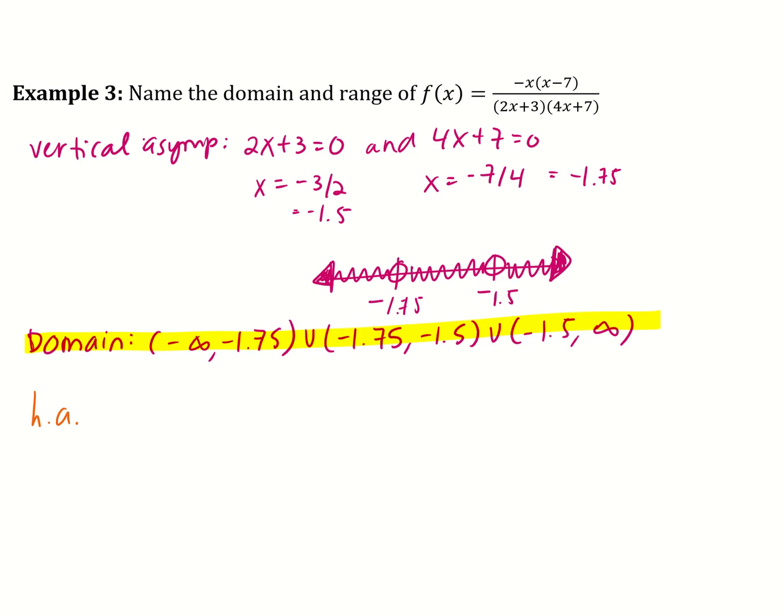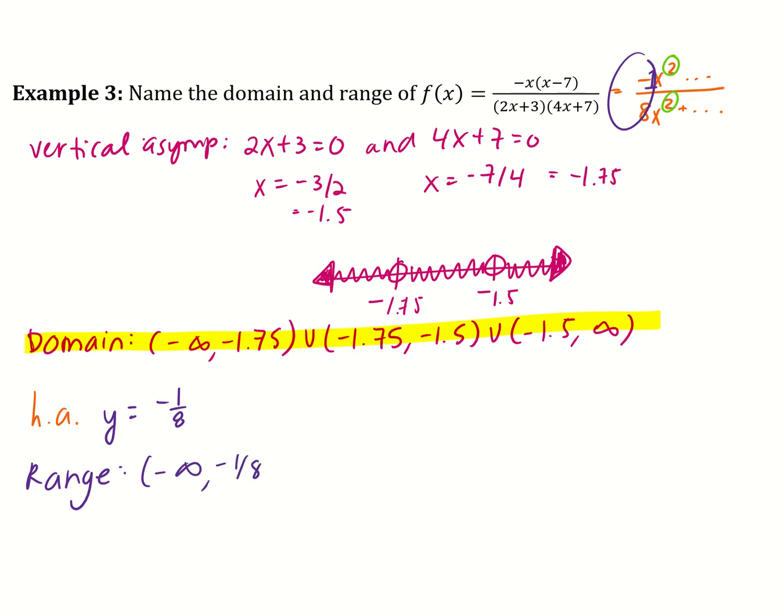What about horizontal asymptote? Well, if we multiplied these out, I'd get negative x squared plus blah, blah, blah. I'd get an 8x squared plus blah, blah, blah. And I'm really only looking at these first two terms because I'm thinking about their degree. Since their degree is the same, the horizontal asymptote is the ratio of their leading coefficients. It's y equals negative 1/8. That's the one y value I'm not going to include in the range. So the range is from negative infinity up to the y value negative 1/8, and also from the y value negative 1/8 all the way up to positive infinity.